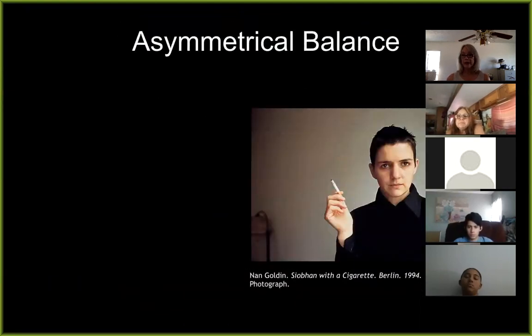So here's a photograph with asymmetrical balance. And when you look at this, you can see that it's not centered. It's not the same on either side of that vertical axis, but it's definitely balanced. We see the gaze of the eye, we engage in that, but then almost immediately, our eye is drawn to the hand and the cigarette, which seems to be pointing up in a different direction.